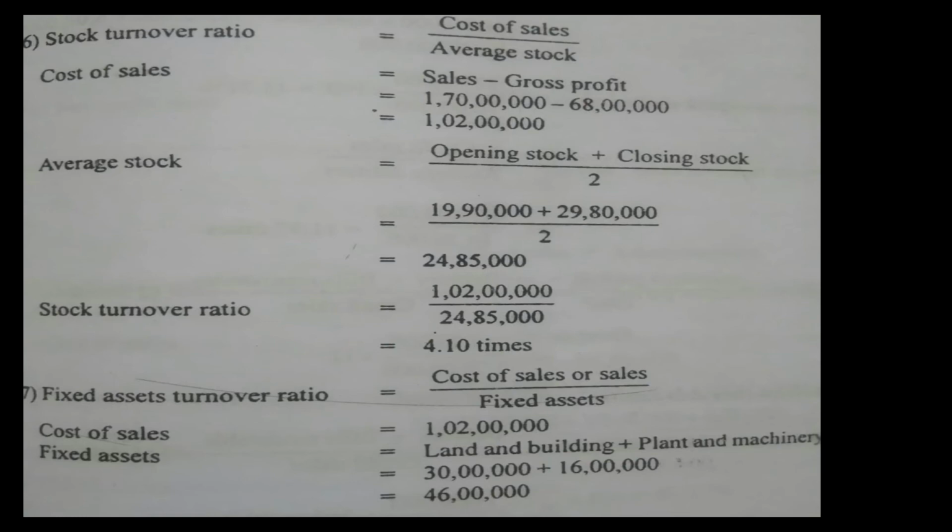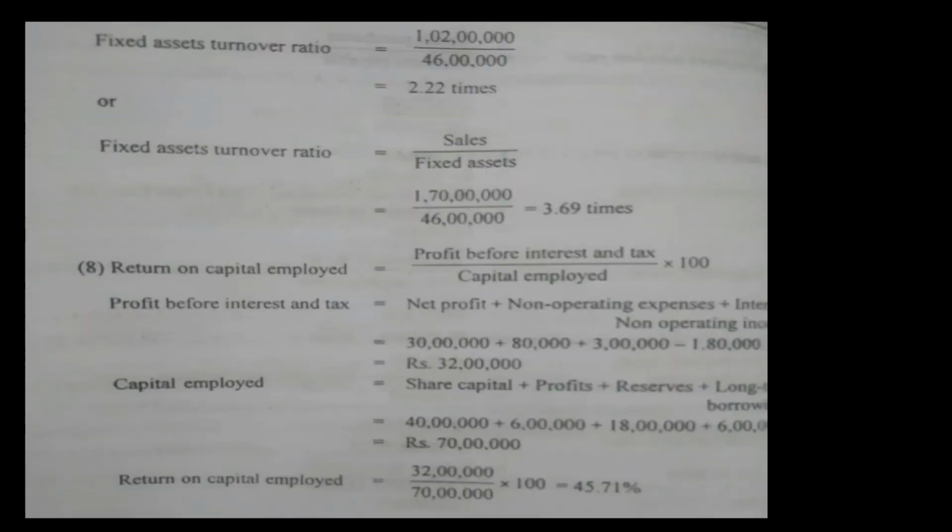So that is in the next slide. We'll see the next slide now. That is 2.22 times. Or for fixed asset turnover ratio, if we are going to use sales, it will be 1 crore 70 lakh. In the previous case, we saw it is cost of sales. We can do sales as well. For fixed asset turnover ratio, we can use cost of sales or sales. The answer will be different.